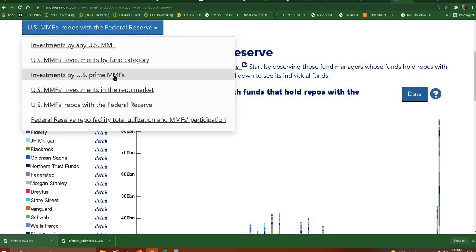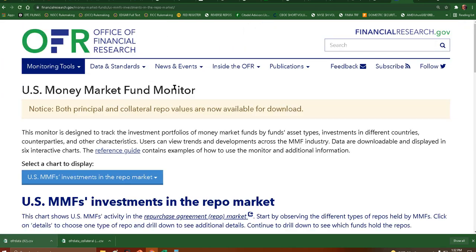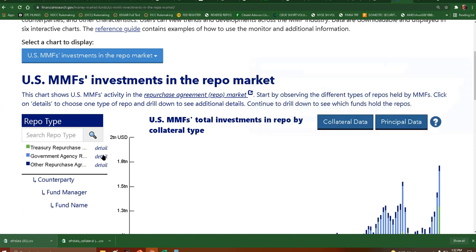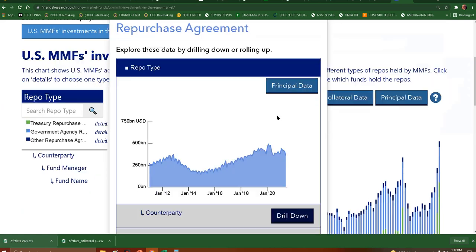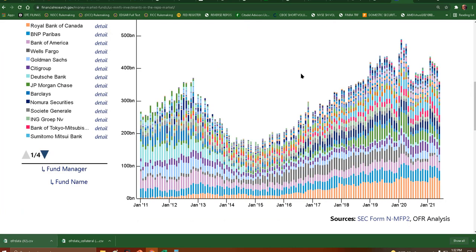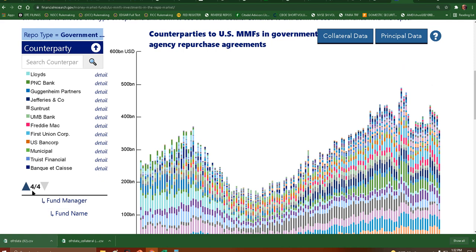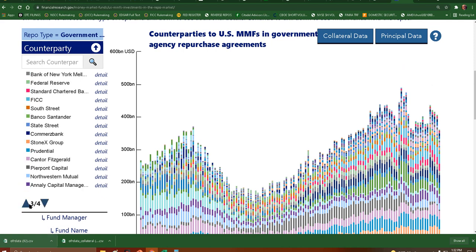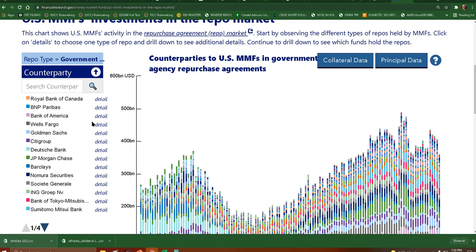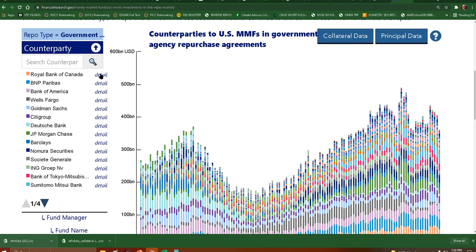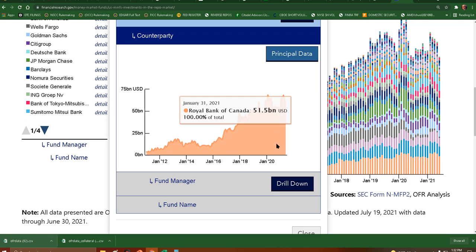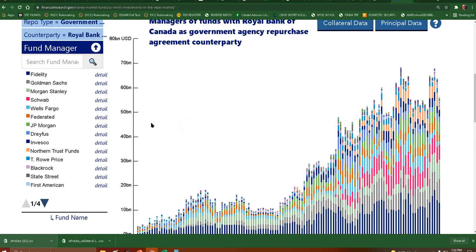Now, let's look at the repo market again. Let's go back to, let's do government agency now. Let's see who the counterparties are to the government agency. Weird. No Fidelity again. Interesting. It's almost like everything but Fidelity is here. Why is that? Well, because Fidelity is the central counterparty to all of these players. That's why you go to Royal Bank of Canada, drill down the data. Guess who's number one? Fidelity. You can't make this stuff up.